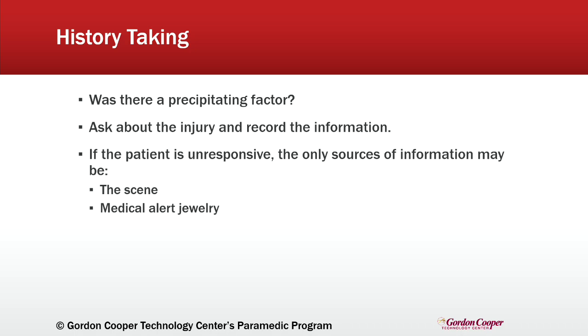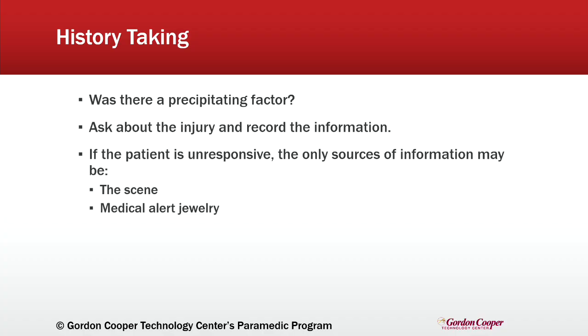You should find out if there was a medical reason that may have contributed to the patient's trauma. Ask the patient, their family, or bystanders for important information about the injury, such as whether the patient was wearing a seat belt, if the airbag deployed, maybe how fast the vehicle was going, or how far the patient fell, if they lost consciousness, or what type of weapon was used.